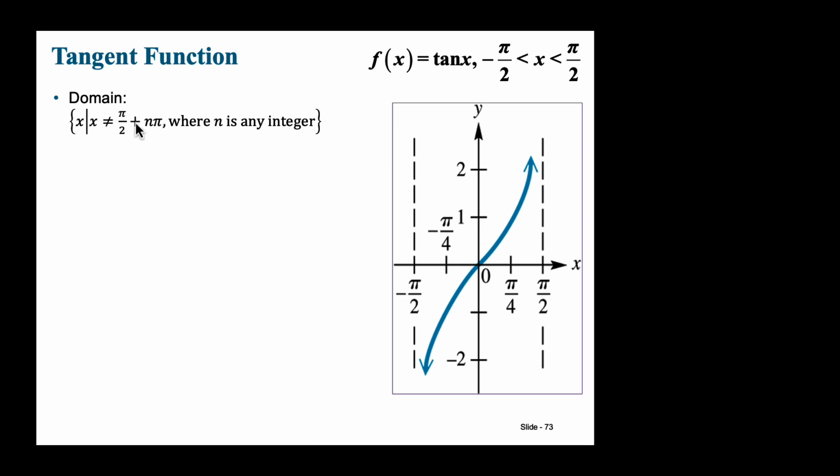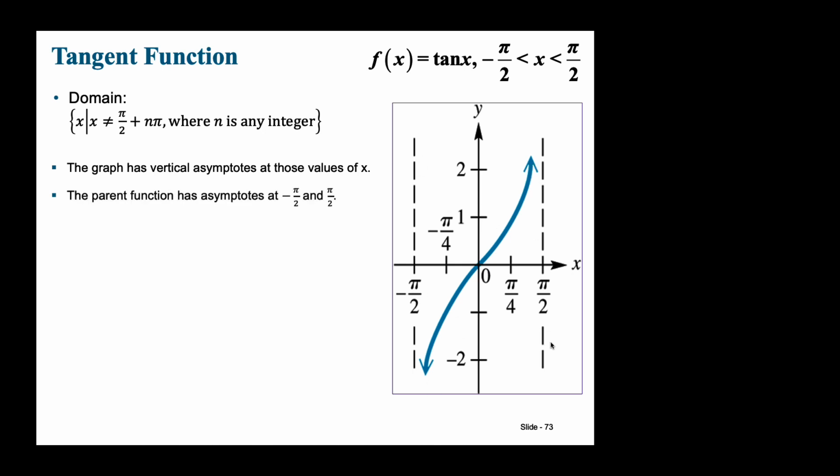At those points right there, you can see we have vertical asymptotes. The graph has vertical asymptotes at those values of x. So the domain exists everywhere except for at those vertical asymptotes. The parent function has asymptotes at negative pi over 2 and positive pi over 2. So that's this piece right here. We can see the asymptotes.